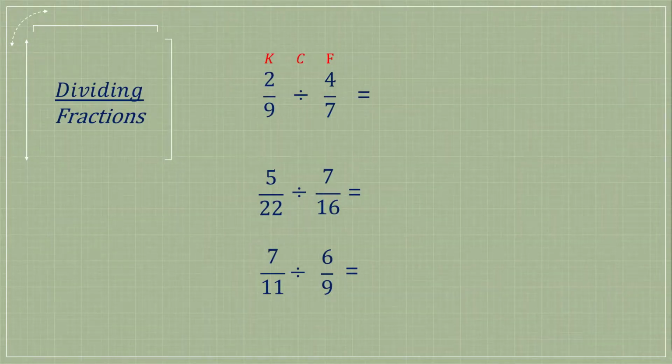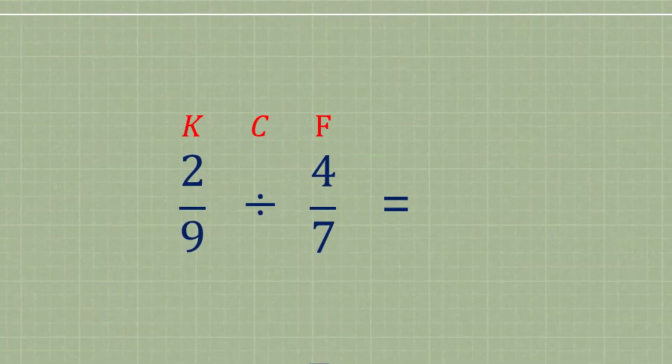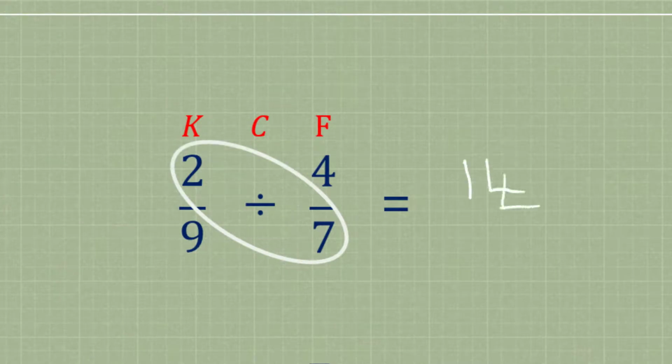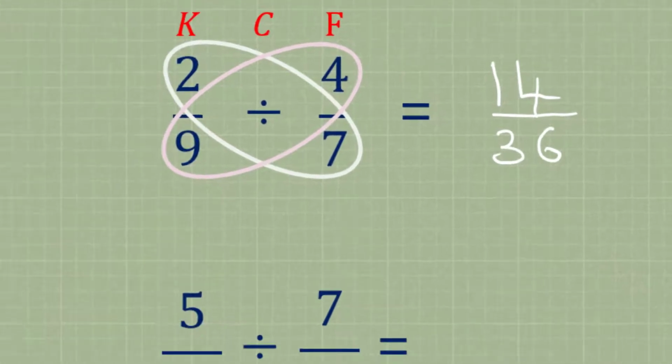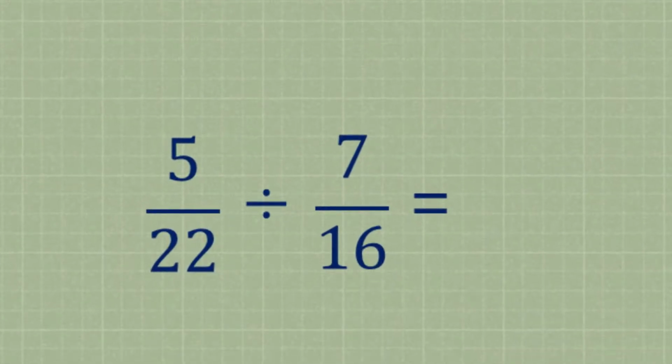We do what we call cross multiplication. Instead of following the keep, change, flip method where you keep the first fraction, change the division sign to a multiplication sign, and flip the second fraction around, we simply cross multiply like this. 7 times 2 is 14, and 9 times 4 is 36. And you have your answer. It's that simple. Let's do a couple more.